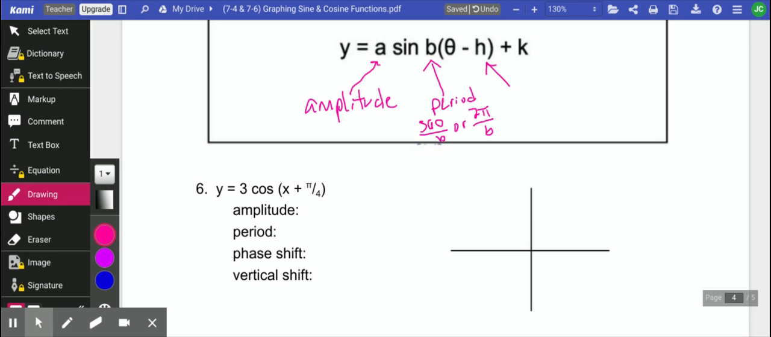H is called the phase shift or the horizontal shift, and that is going to move it left or right. And then K, we call that the vertical shift.